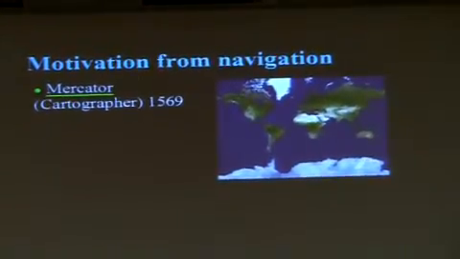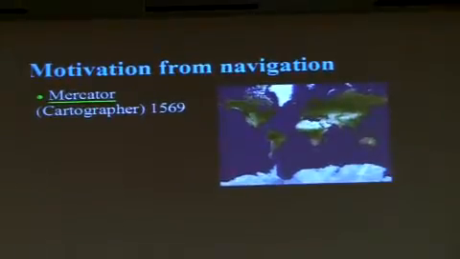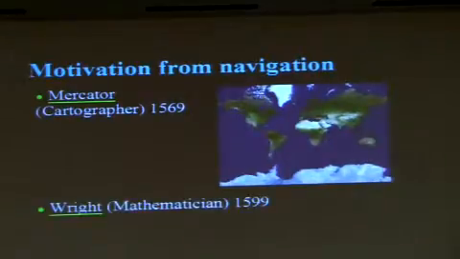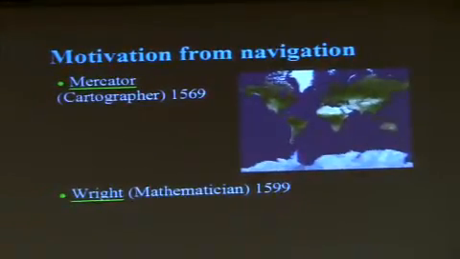And of course, geometrically, it's rubbish, because Greenland here is a little bit bigger than Australia, and that's not actually true. Australia is quite big, and Antarctica here looks massive, which is true, but not that massive. But angles are preserved. Now, why is that? Well, that was actually justified by Wright, a mathematician, in 1599, some years later.